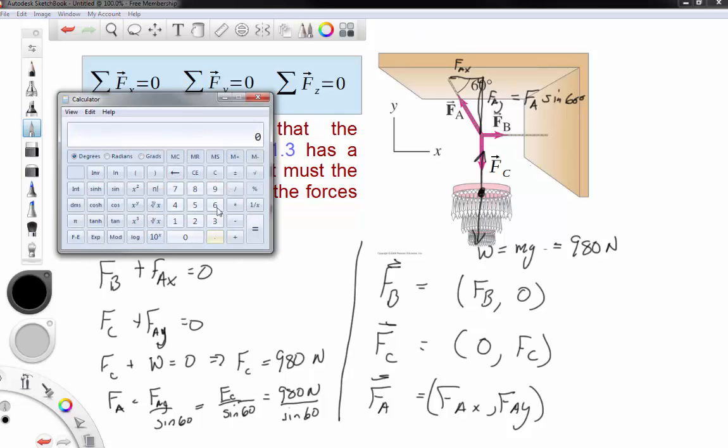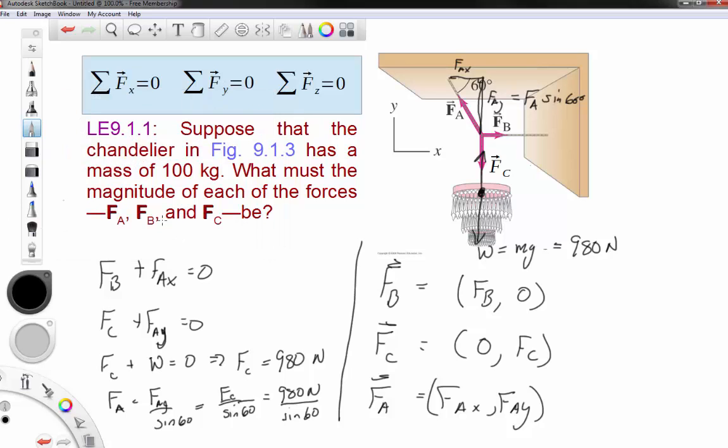So plug all that into your calculator, and what you get is, here's the sine of 60, and then we need to multiply the reciprocal of that by 980. What you get is 1,132 newtons. So far we can basically write FA as 1,132, or 1,100 since there's maybe only 3 significant figures. FC is 980 newtons, and FB is the thing that we have left to find.